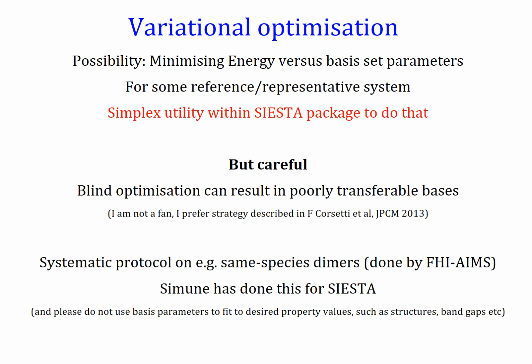Blind optimizations can result in poorly transferable basis sets. I prefer the strategy presented in the paper quoted in this transparency by Corsetti and others. Essentially, I use the variational optimization of the second zeta radius of the basis sets. Otherwise, there is, of course, the possibility of doing it systematically on reference systems throughout the whole table, as proposed by the code FHI-aims. Simone has done that for Siesta by doing it on elemental dimers. And of course, please try to avoid using basis set parameters in order to fit properties. That is not what is meant to be done.